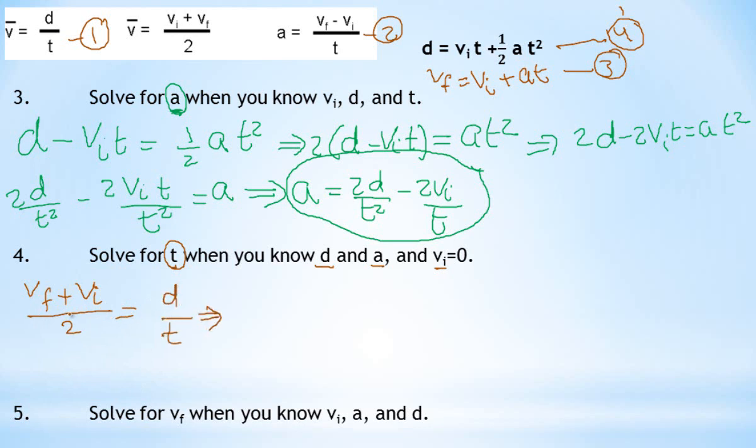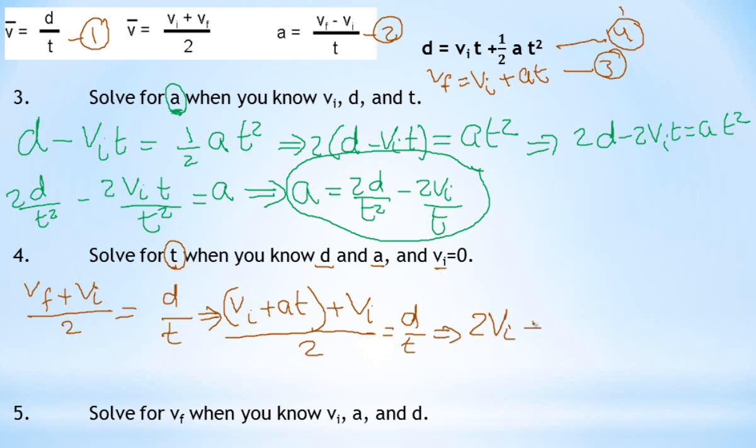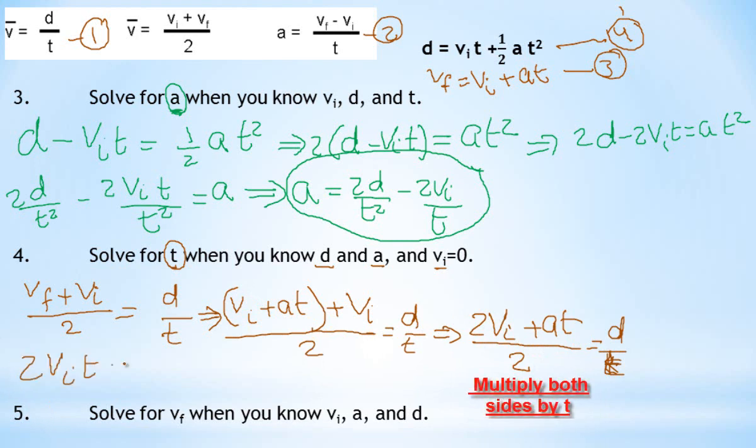And then let's go ahead and replace v final by the formula we found for v final, which is v initial plus at. This is still plus v initial. So this is v final here over 2. This is equal to d over t. And now we'll do the simplification here. 2vi plus at, the whole thing over 2, equal to d divided by t. Now remember, we are trying to solve for t. So we're going to multiply both sides of the equation by t.